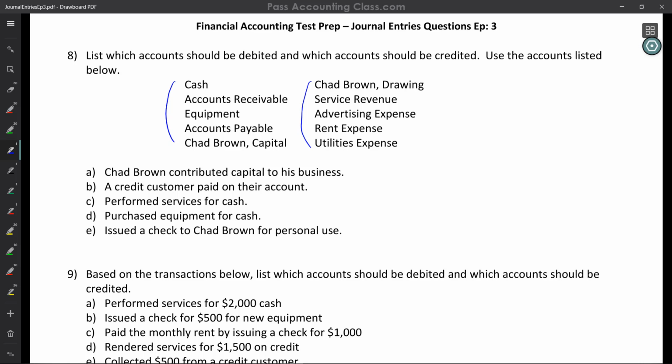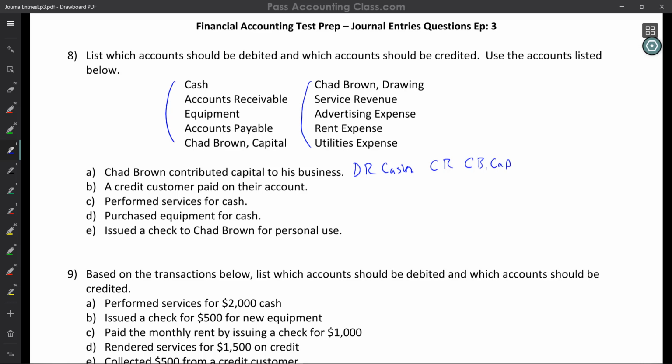Cash is an asset. We increase the balance of cash by debiting it. So we are going to debit our cash. And we are then going to credit Chad Brown Capital. Chad Brown Capital is an owner's equity account. We increase the balance of capital accounts or owner equity accounts by crediting them. So we're going to credit, and I'm just going to put CB Cap for capital.